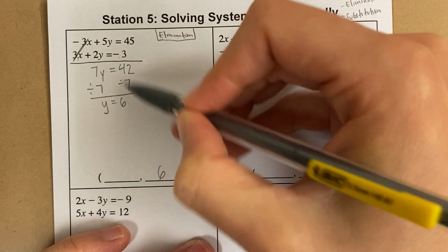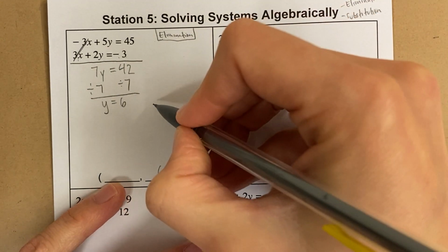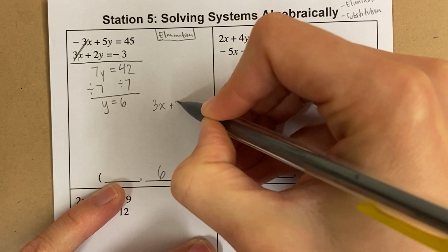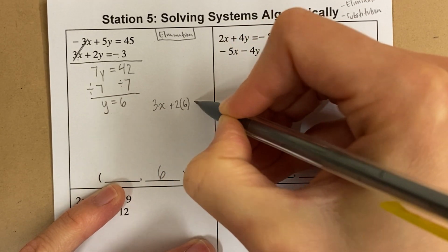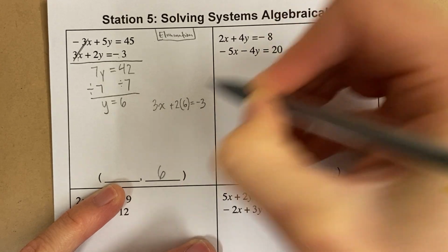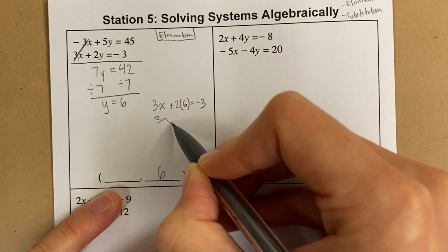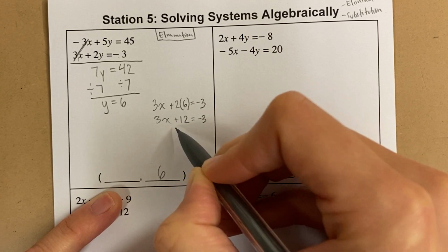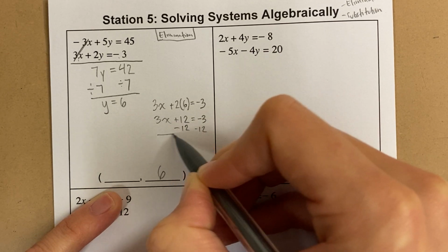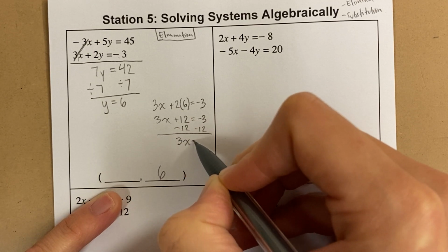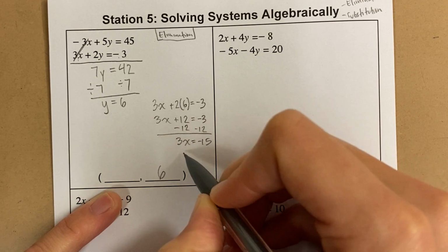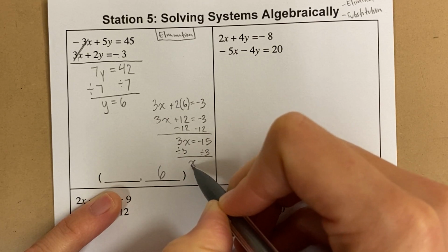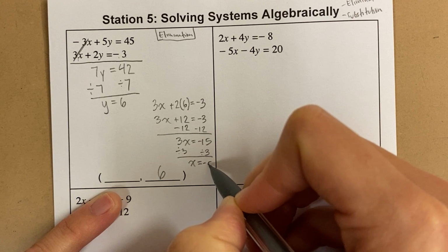I'm going to just plug back into one of these equations. I'll choose this bottom one. So I'm going to say 3x, and notice this is a y value, so I'm plugging it in for y. Okay, so this is 3x. 2 times 6 is 12. I'm subtracting 12 from both sides because now my goal is to get x by itself. Okay, and I get x equals negative 5.